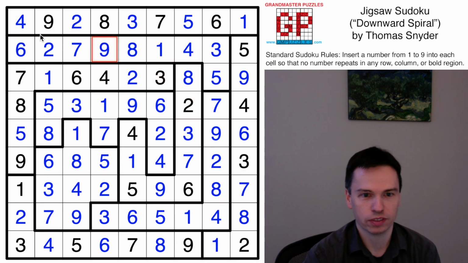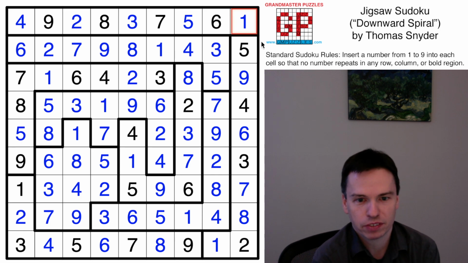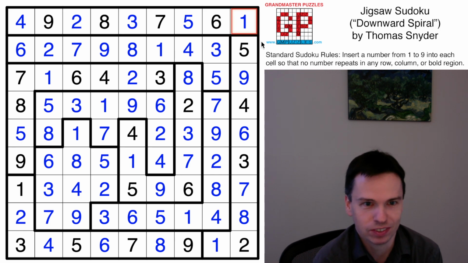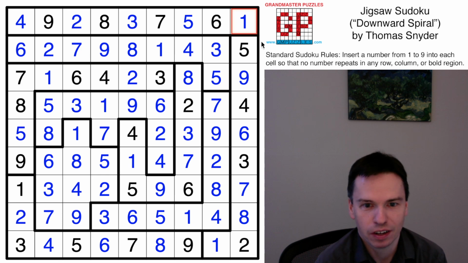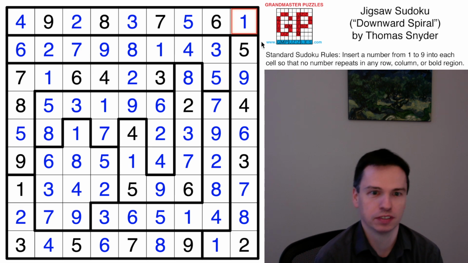So hopefully you enjoyed this tour through the downward spiral. This is probably on the much harder end of puzzles, which will be in our upcoming Starter Pack 6 Jigsaw Sudoku book that I'm writing. It's probably going to release next year, not in this year, but hopefully you enjoyed at least seeing some of the great things you can do with handwritten Sudoku puzzles.